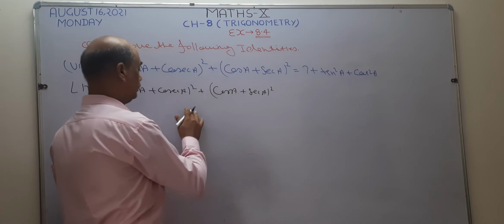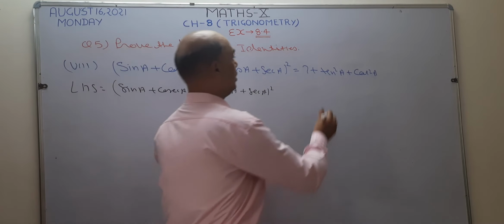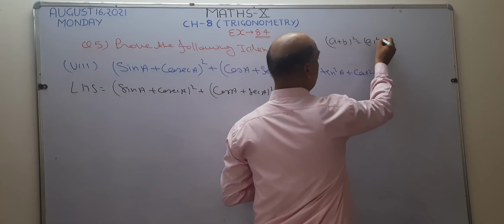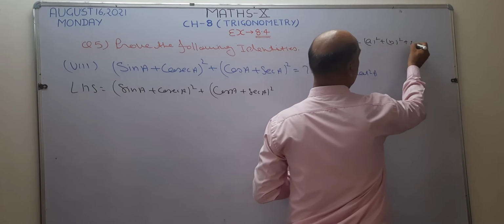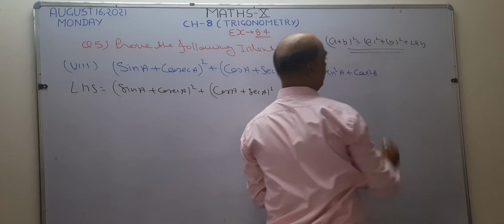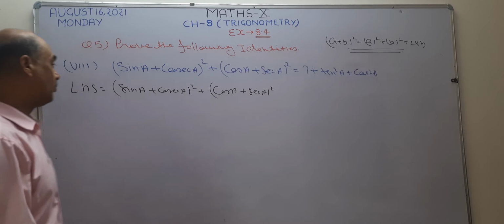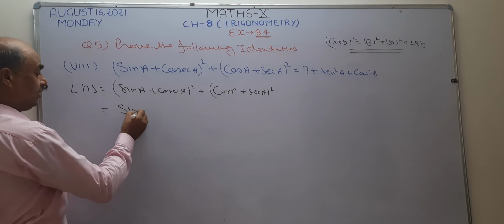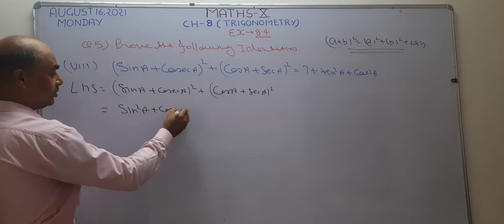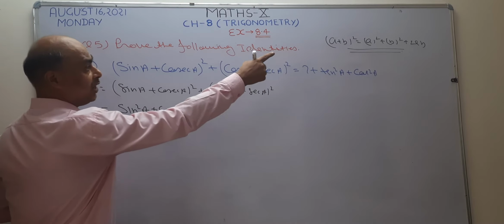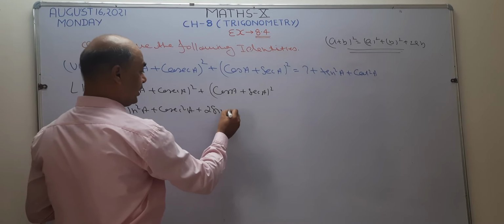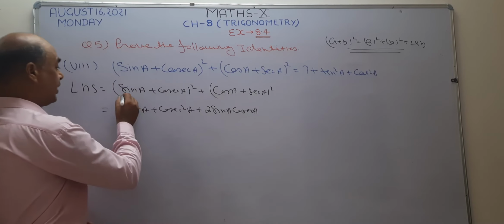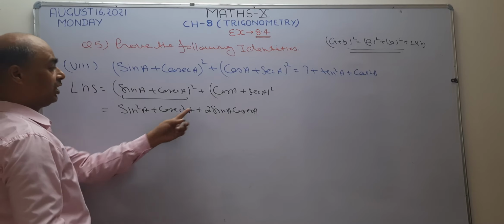Now I'm going to use one identity to solve this question: the algebraic identity A plus B whole square is A square plus B square plus 2AB. Now what is A? Sine A. What is B? Cosec A. So this becomes sine square A plus cosec square A plus 2 into sine A and cosec A. By using this identity I open this bracket: A square plus B square plus 2AB.